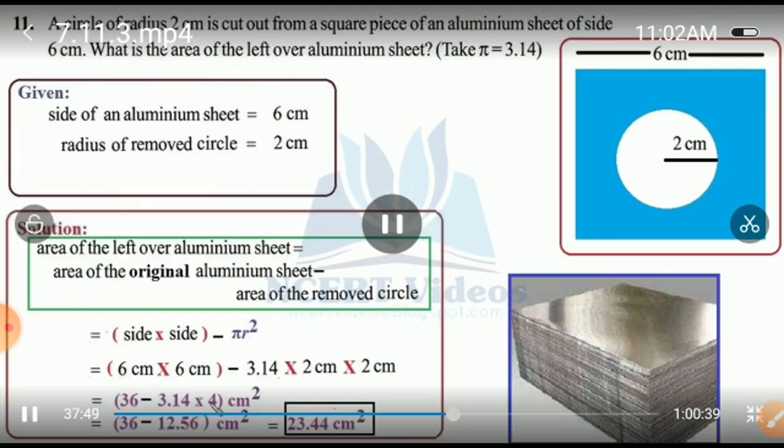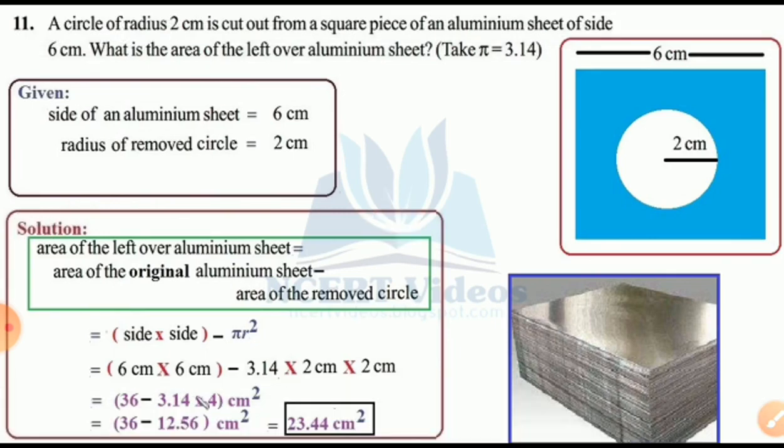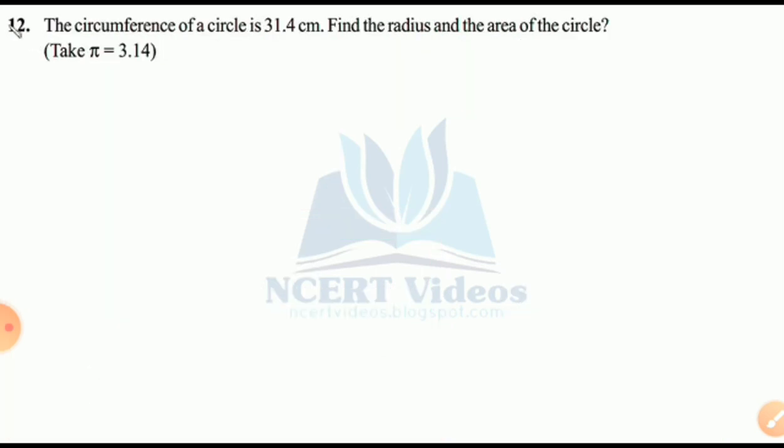See how I did it. Side into side, that's the area of the square sheet minus pi r square. Pi r square means here 2 centimeter, 2 centimeter. 6 6s are 36 minus 3.14 multiplied by 4, which gives you 12.56, and the final answer is 23.44 centimeter square area remaining after cutting the 2 centimeter circular sheet.